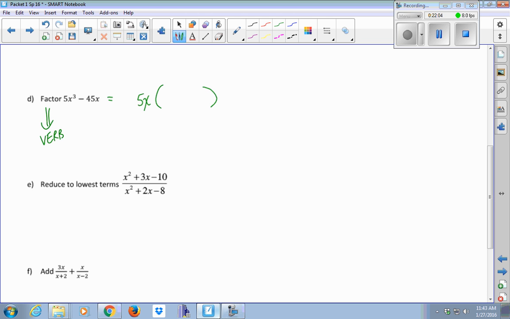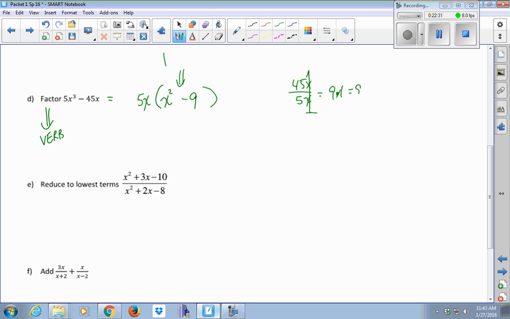If I divide 5x into the first term, I would be left with x squared. And if I divide 5x into 45x, I'd be left with a 9. Now, some of you might think, hey, I just did that, I'm done. You're not done, because you can still factor.